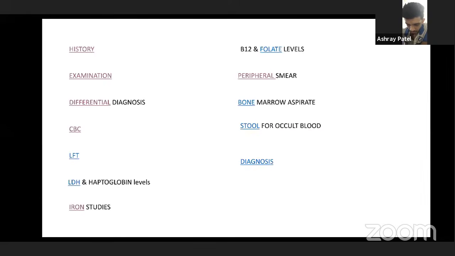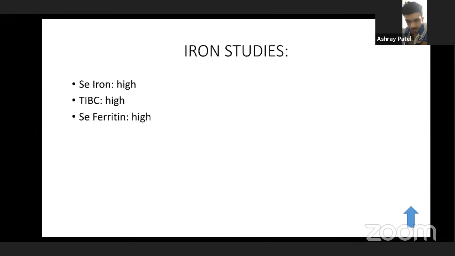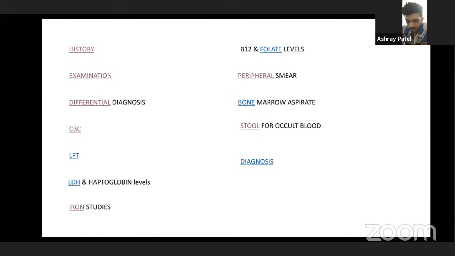Okay, you can see stool for occult blood is again negative. So next.